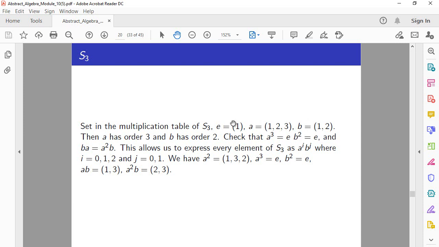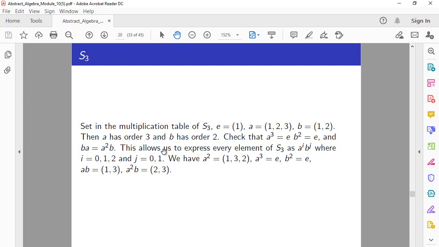And you can also check directly that BA is the same as A squared B. So if I try to reverse the order of A and B, then I'm going to have to write A squared B. I cannot write AB. So BA is equal to A squared B.